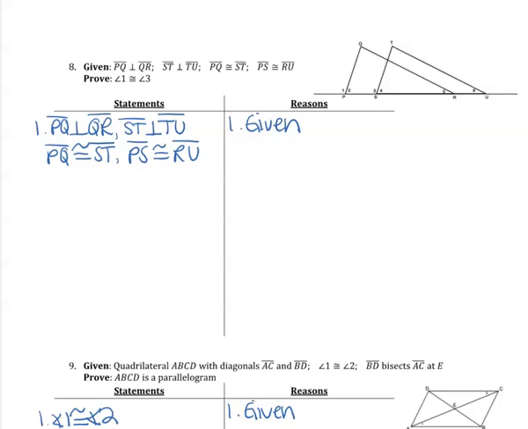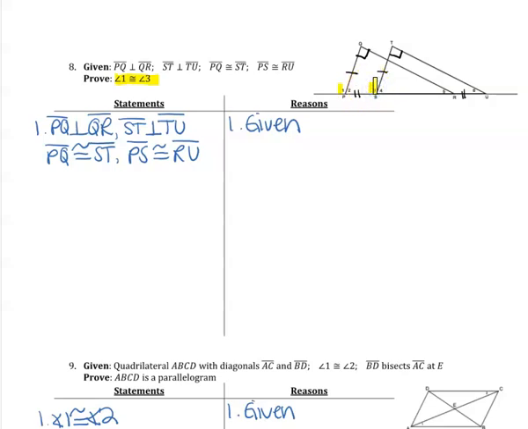All right, moving on to our next proof, proof 8. I'm giving you some perpendiculars, and perpendicular lines form right angles. I have PQ, which is where? Oh, here. PQ is congruent to ST, so that's this whole segment congruent to this whole segment. And PS congruent to RU. All right, and I want to prove that angle 1 is congruent to angle 3.